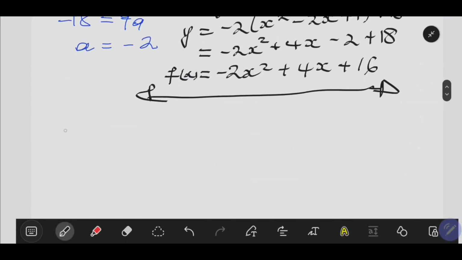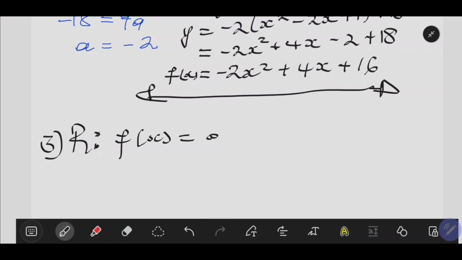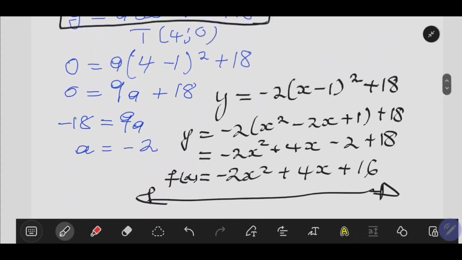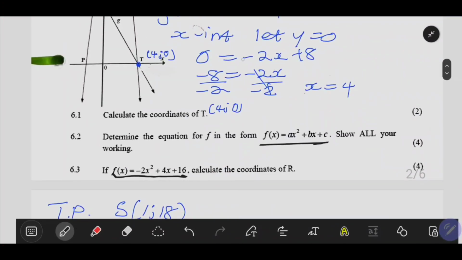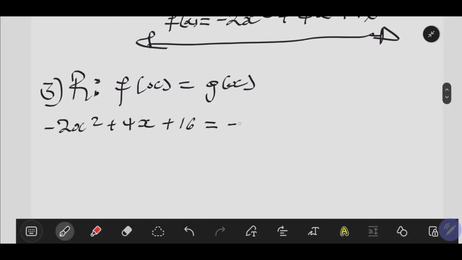So let's go to number 3. They want the coordinates of R, which is the point of contact between the two graphs. Then that is where we're going to say f of x equals g of x. Then this is negative 2x squared plus 4x plus 16, which must equal the graph of g of x. The equation was given by negative 2x plus 8. So this is equal to negative 2x plus 8.